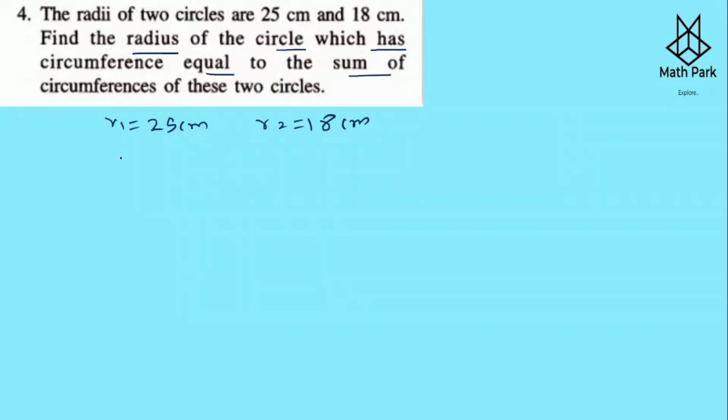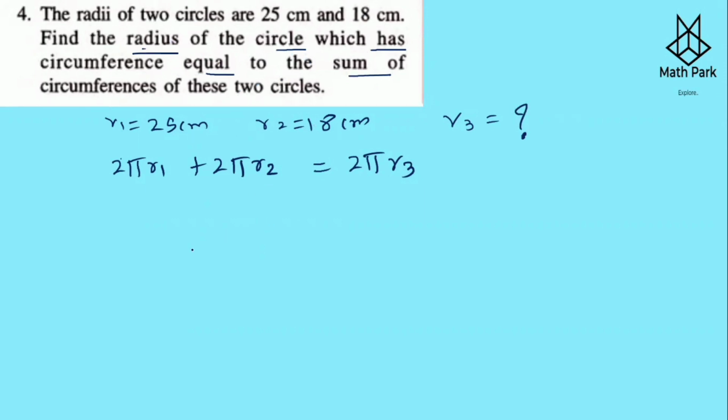So we say 2 pi r1 plus 2 pi r2 is equal to the circumference of the circle which has the circumference equal to the sum, which is 2 pi r3. So it is the sum of the circumference of two circles. We need to find the radius of the third circle.